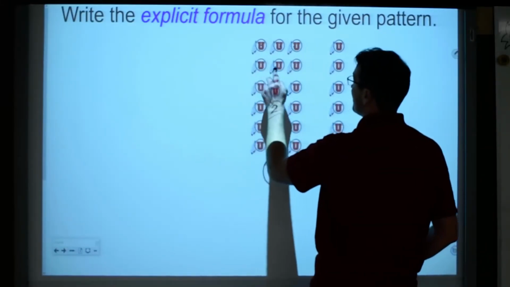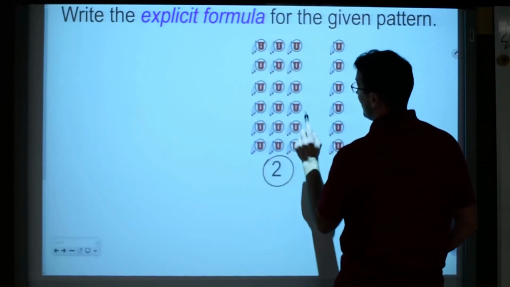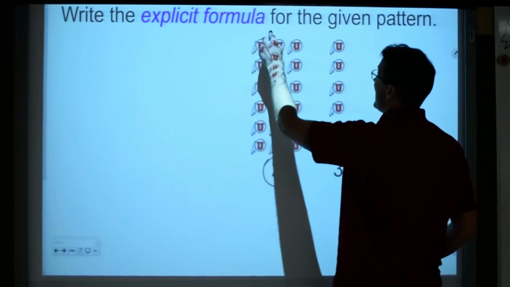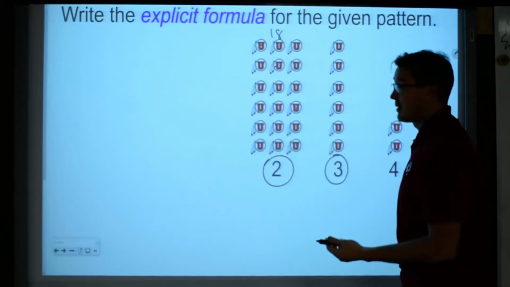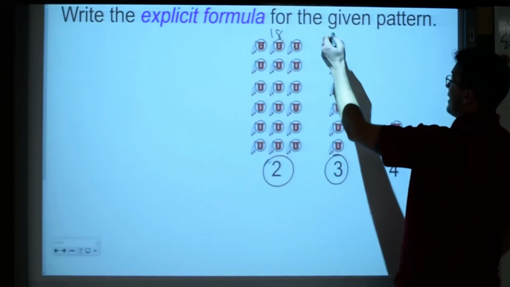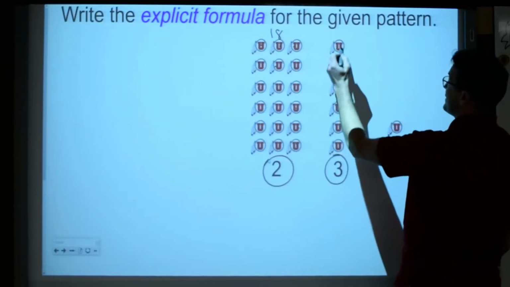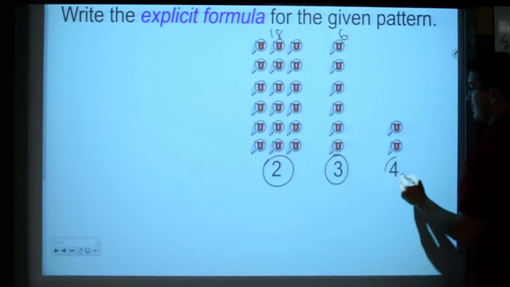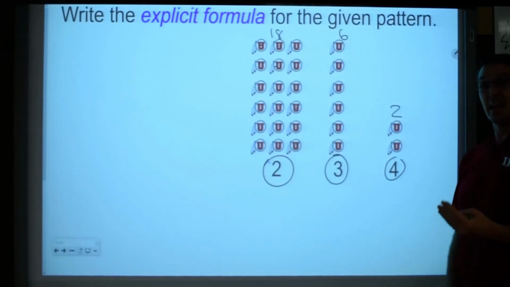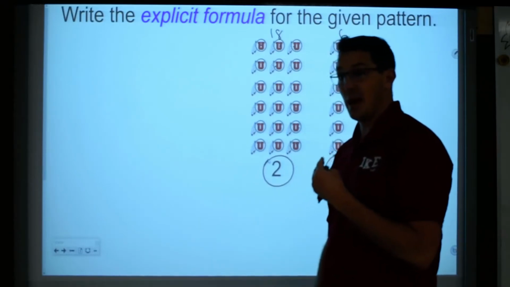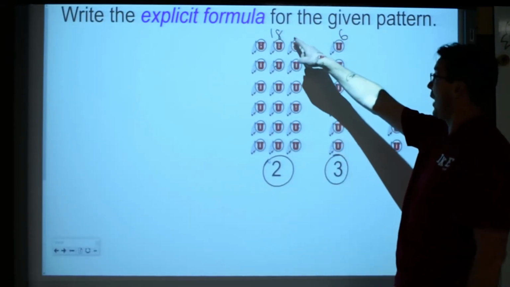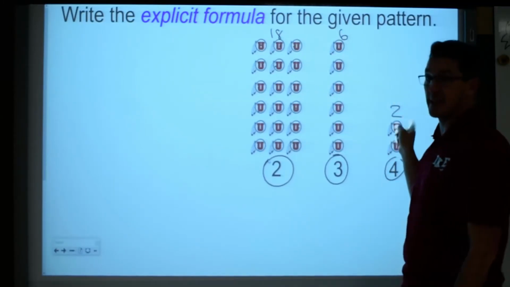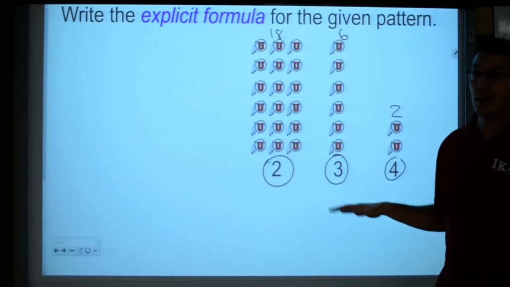We have 18. And then after 3 terms, I have 6. And after 4 terms, I have 2. It's definitely getting smaller. We could try to subtract. 18 minus 12 is 6, but 6 minus 12 is not 2. So it's definitely not a subtraction.